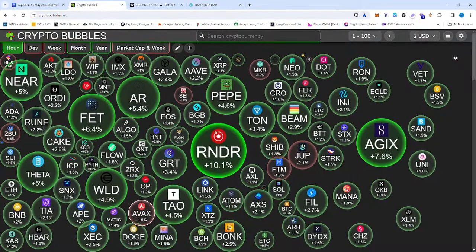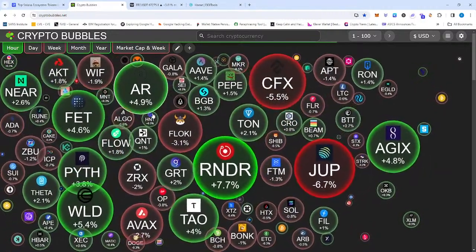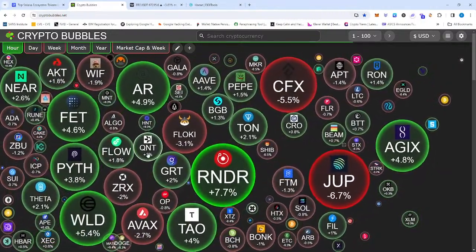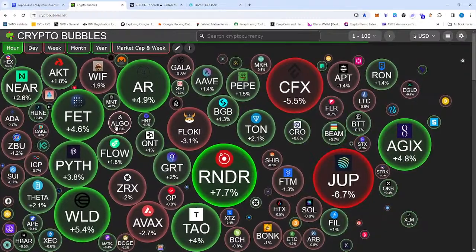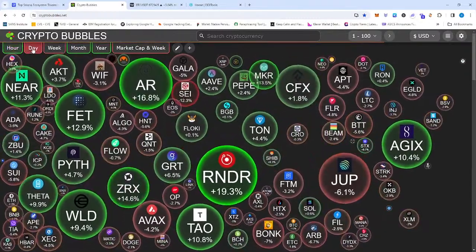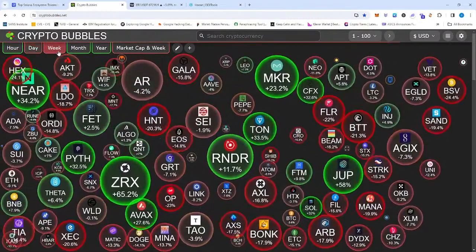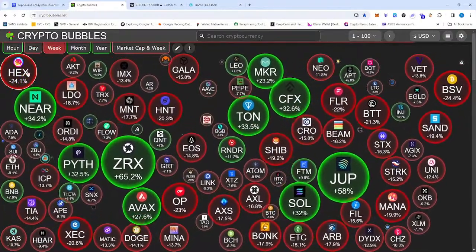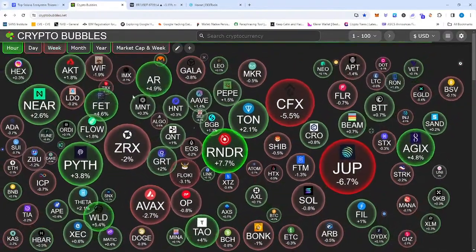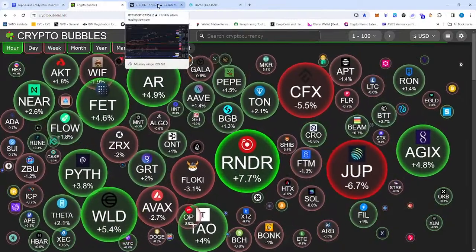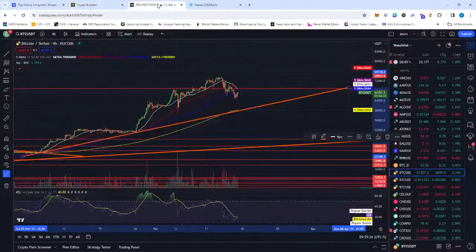Normally, Crypto Bubbles is another place that I use to see what coins are moving for the hour, for the daily, and for the weekly. As you can see, there's a lot of red.